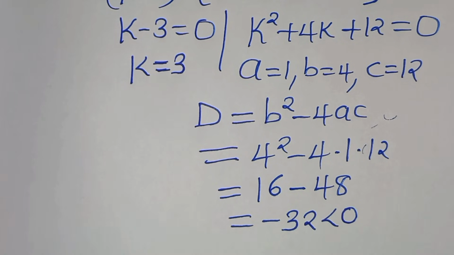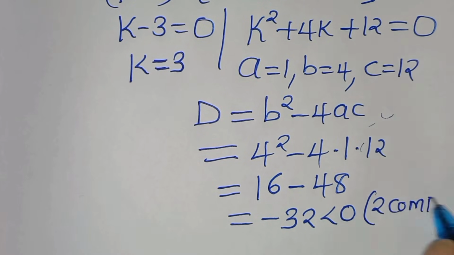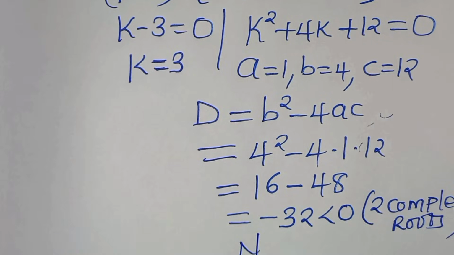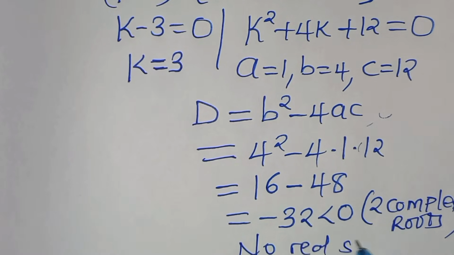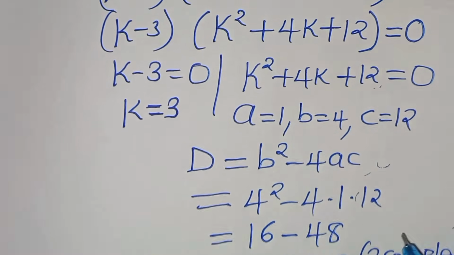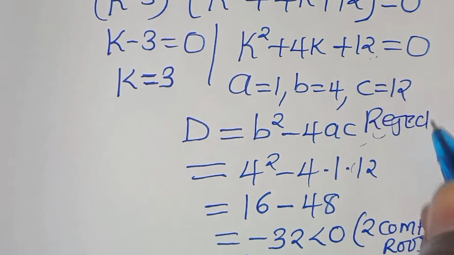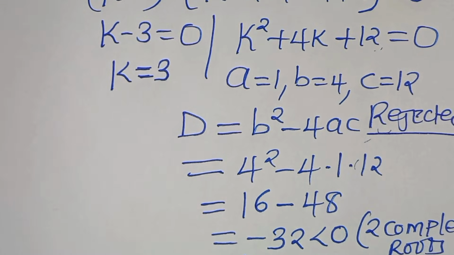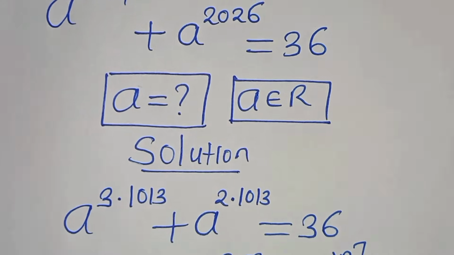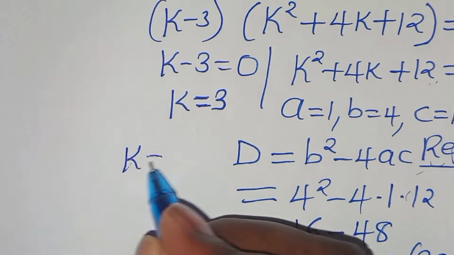This is less than 0. So what this means is that we have two complex roots, such that there is no real solution that can be obtained from this quadratic equation here. So this means that the quadratic equation is rejected simply because A belongs to real numbers. Now let's proceed with K. K is equal to 3 from here.